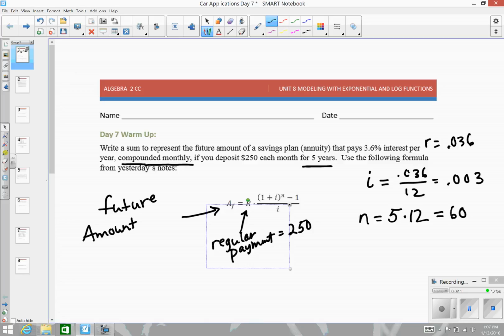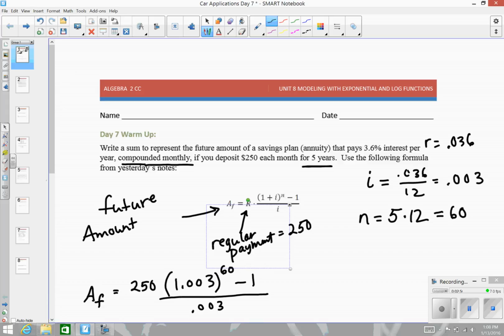In this case, that's equal to $250 per month. We're going to put all of this into our formula to find how much is in this account after 5 years. So calculating that A of F amount, we are going to put in 250. Multiply that by 1 plus I, or 1 plus 0.003, for a total of 1.003, all raised to the n power. That's 60 payments. We're going to subtract 1 from that and divide that by that interest rate that we get each month.